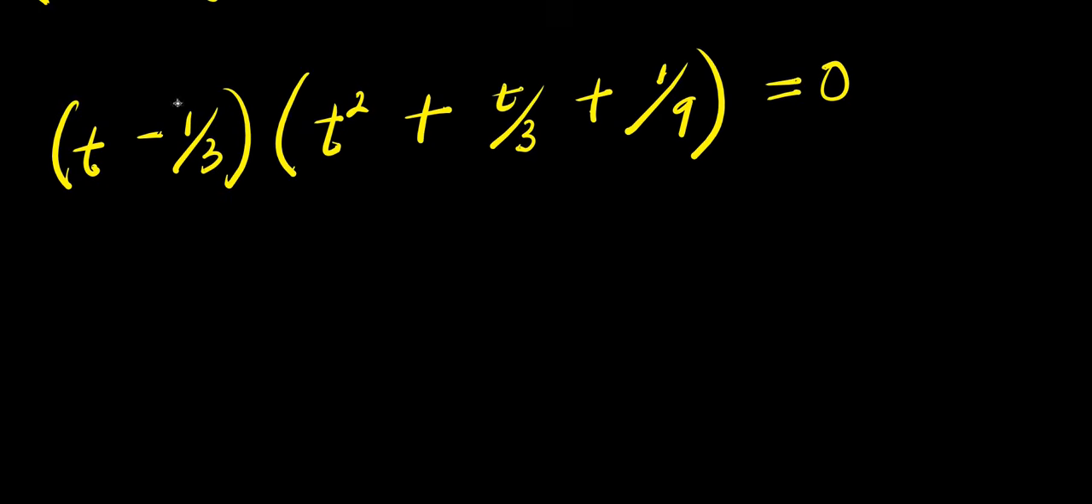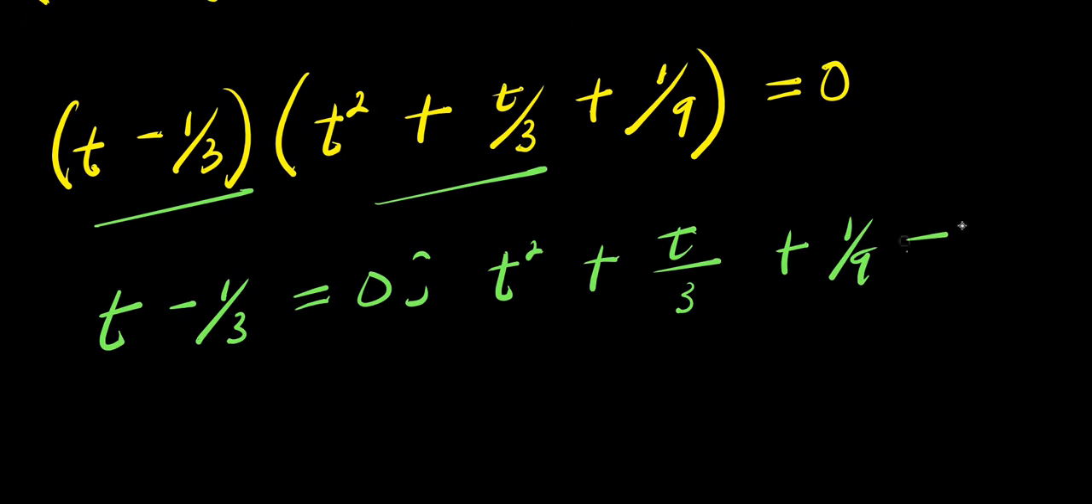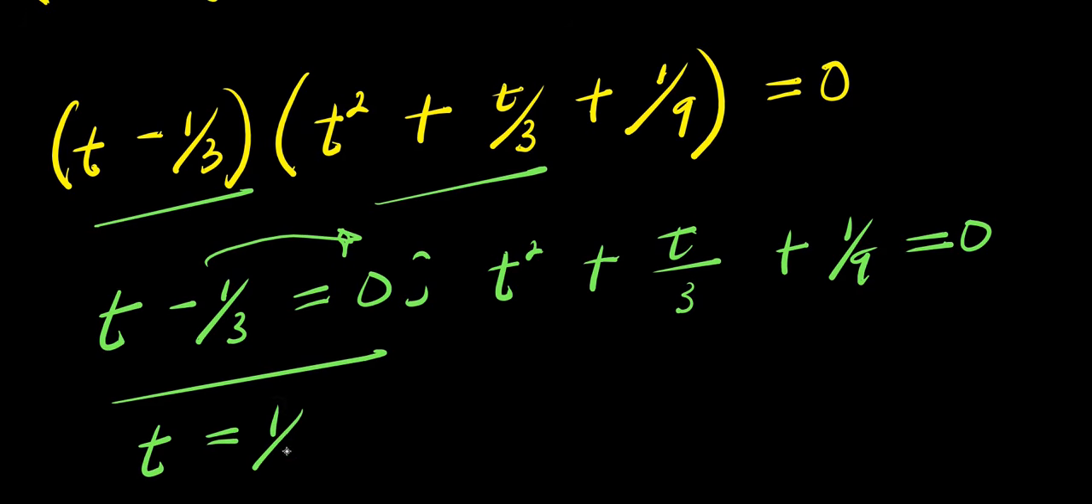So what we can do now is to equate each of these to 0. We have t minus 1 over 3 equals 0. We also have t squared plus t divided by 3 plus 1 over 9 equals 0. Now, if you solve this, you simply take this over here. It becomes t equals 1 over 3. This is our first solution. Now, let's solve this quadratic equation to find the other values of t.